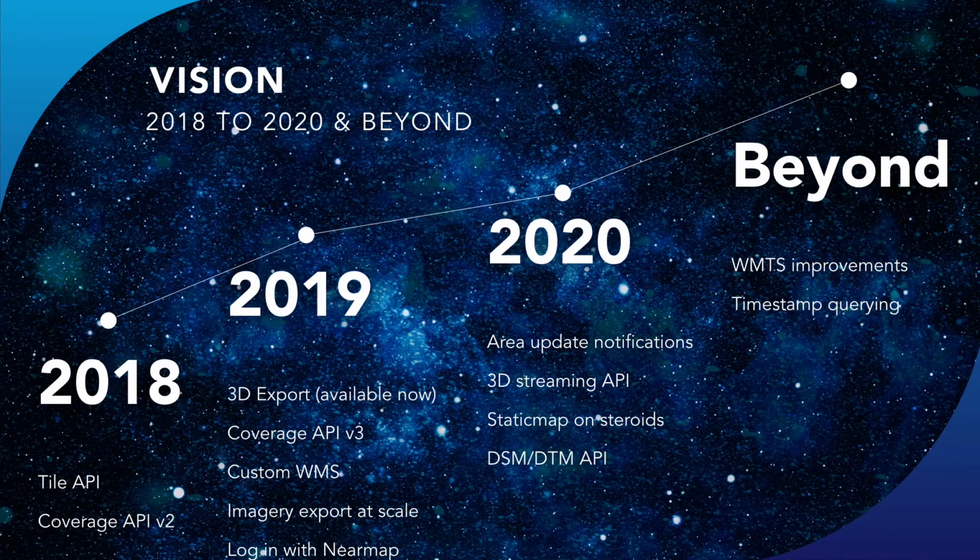As to what's coming up in the near future and the somewhat more distant future, here's our roadmap. I'm not going to talk through every single bit there. Lots of cool stuff that we're working on. 3D export and the coverage API are already out. Custom WMS is going to be out very shortly. Then a better version of 2D export: taking all the infrastructure and all the learnings from being able to export large sections of 3D, we're going to bring that to 2D. When we do that, we will support GDA2020.